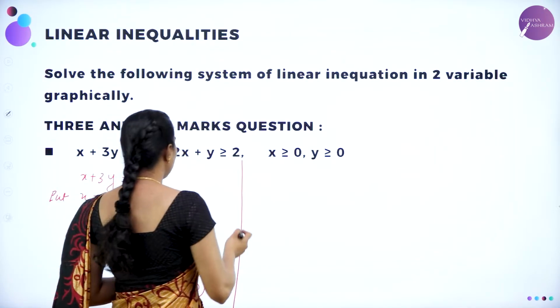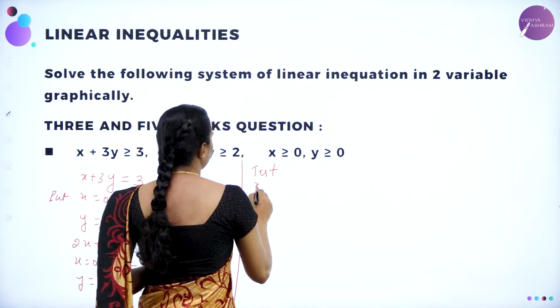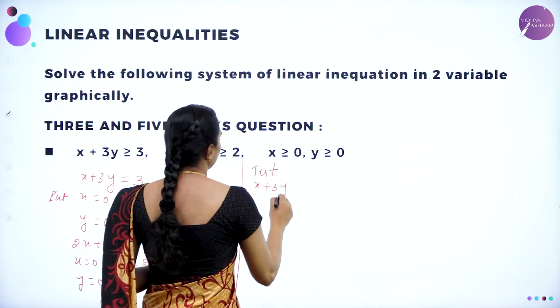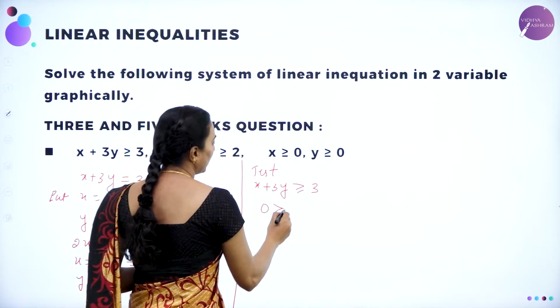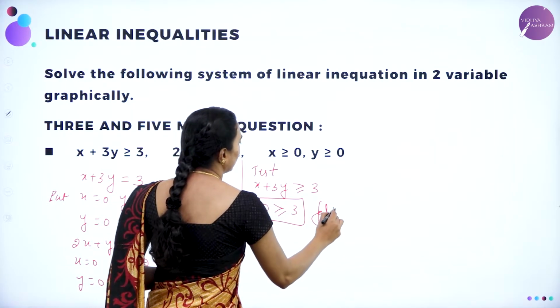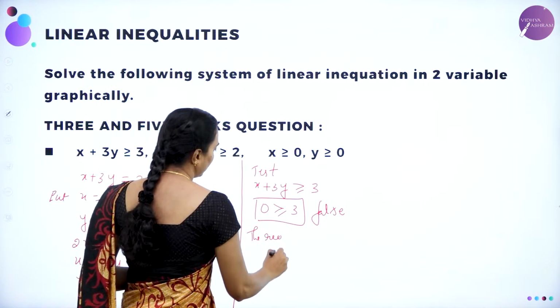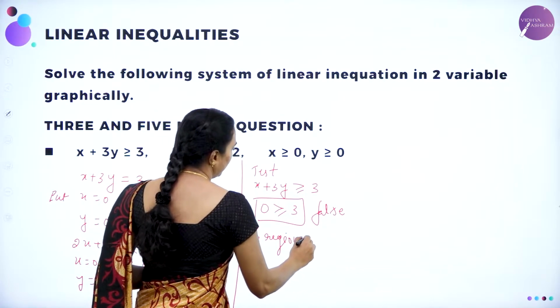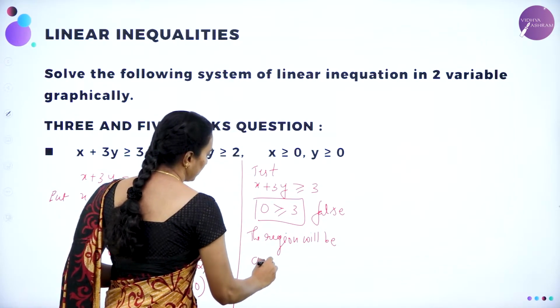Now here let me take these two equations, testing for the origin. So x plus 3y is greater than or equal to 3. Put x equal to 0, y equal to 0. 0 is never greater than 3 or equal to 3, which is a false condition. Therefore, the region will be away from the origin.